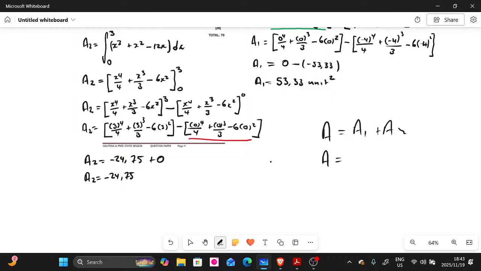So the total area is going to be area 1, 53.33, plus area 2, which is 24.75. So if you combine the two here, let's see what do we have here. 53.33 plus 24.75, your final answer is going to be 78.08. So our final area is going to be 78.08 unit square.